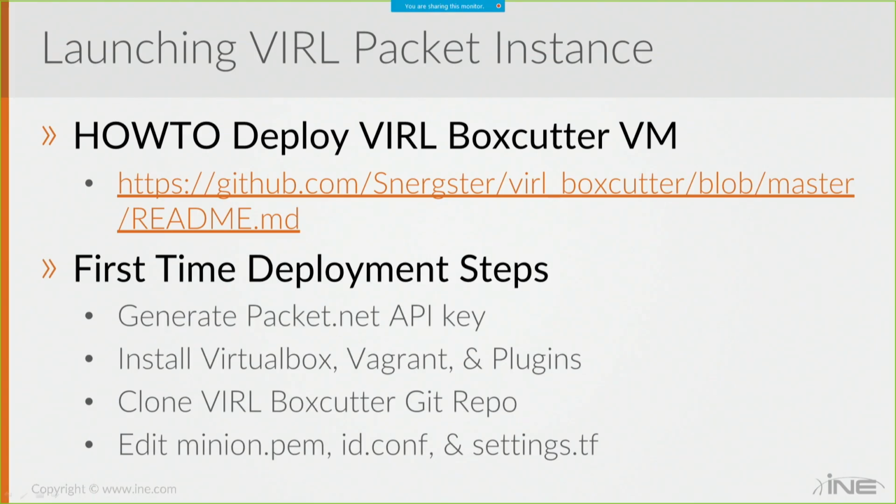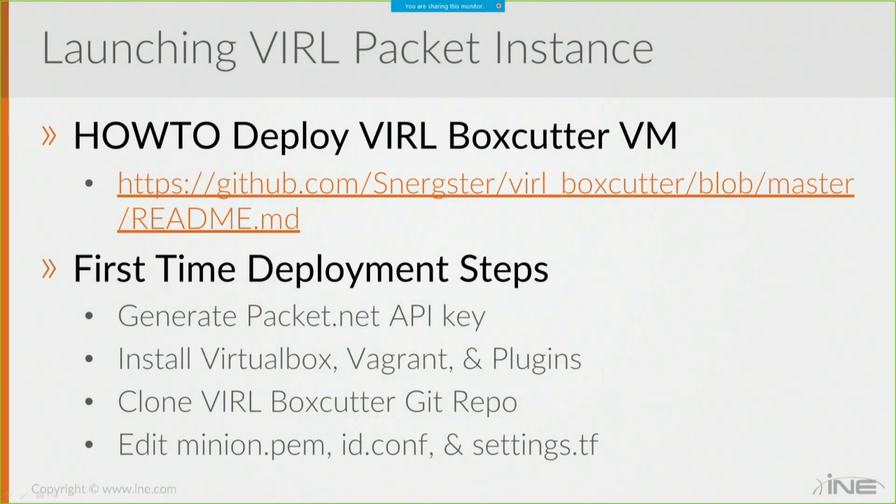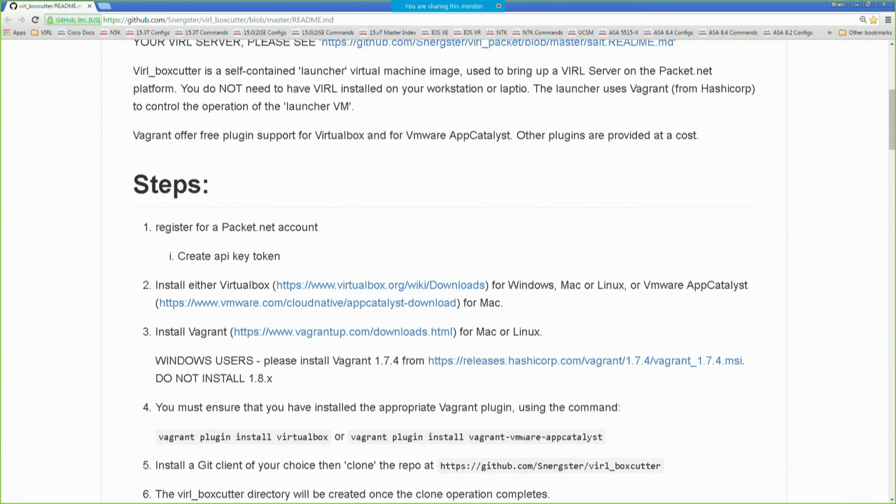Okay, past that, then we're going to log into Packet.net. We're going to generate an API key. This is going to be used for basically authentication between the orchestration of the Vagrant locally, the Vagrant virtual machine that you're running on your laptop or your desktop, and then the remote Packet instance that ultimately is going to run VIRL. So in my particular case here, let's go ahead and connect over to Packet.net.